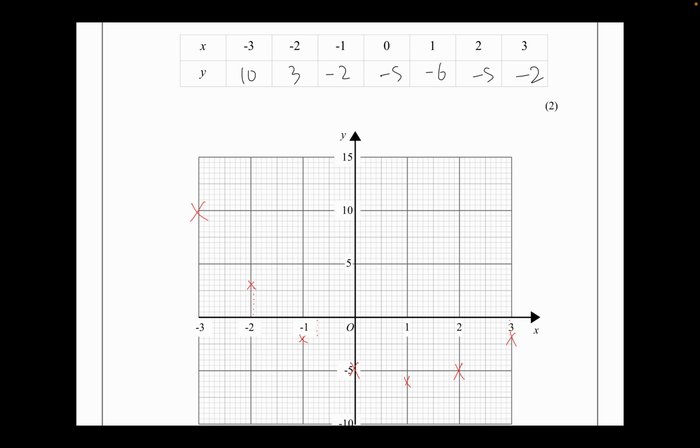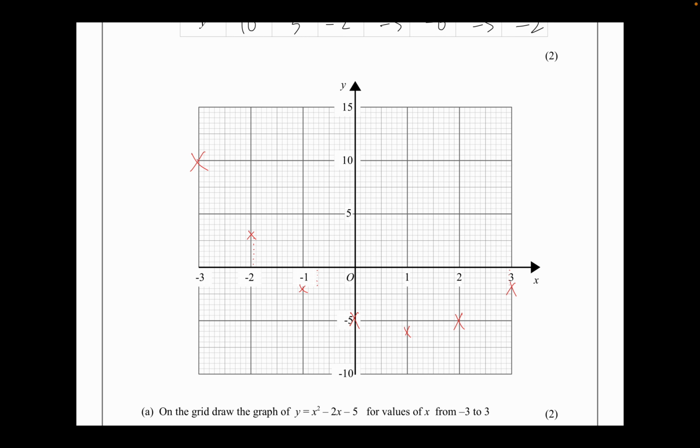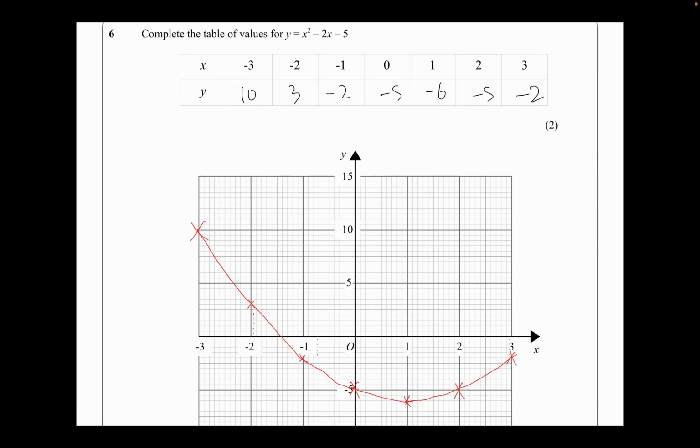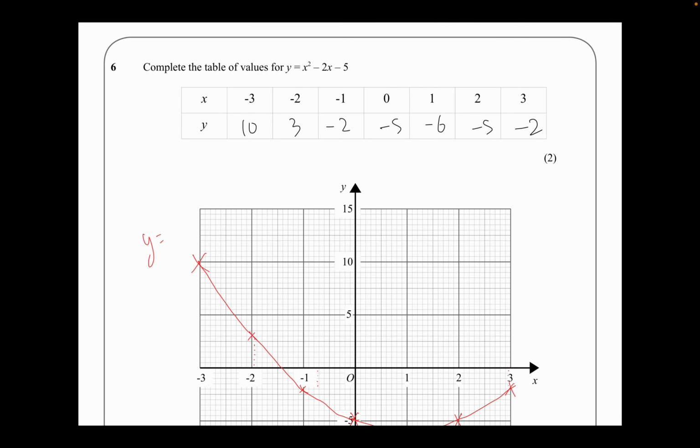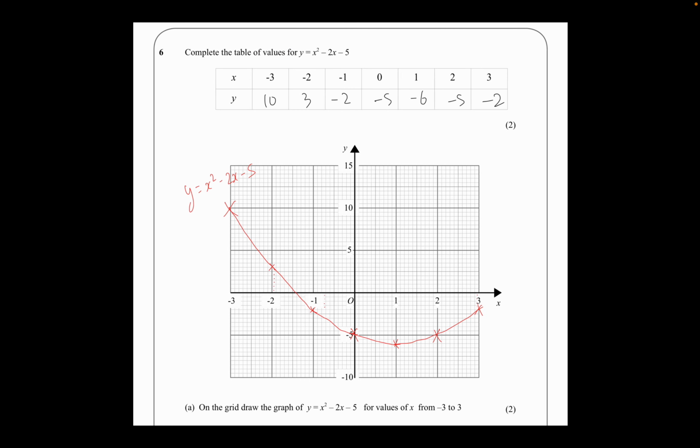Remember to draw this really carefully when dealing with these type of questions. So it's going to be like this. You're just going to draw a smooth curved line. Remember, always it should be a smooth curved line, and always label the graph as y equals x squared minus 2x minus 5. Whatever equation is given to you in the question, just label it as it is.